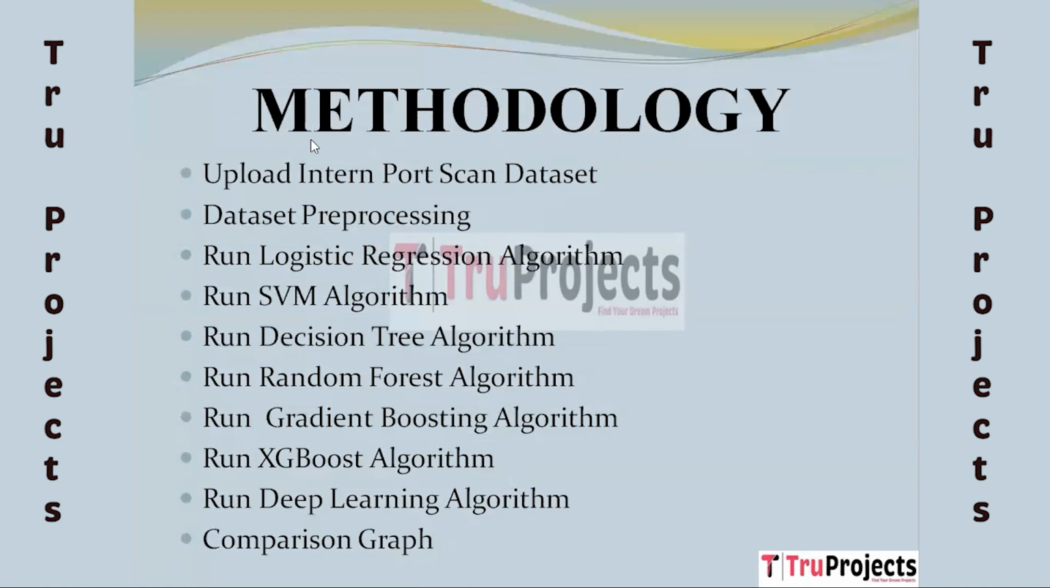The second module is dataset preprocessing. Dataset contains non-numeric and numeric data, and machine learning algorithms only accept numeric data. So by using this module, we will encode non-numeric data into numeric and then split dataset into train and test, where application uses 80% of the data for training and 20% for testing.